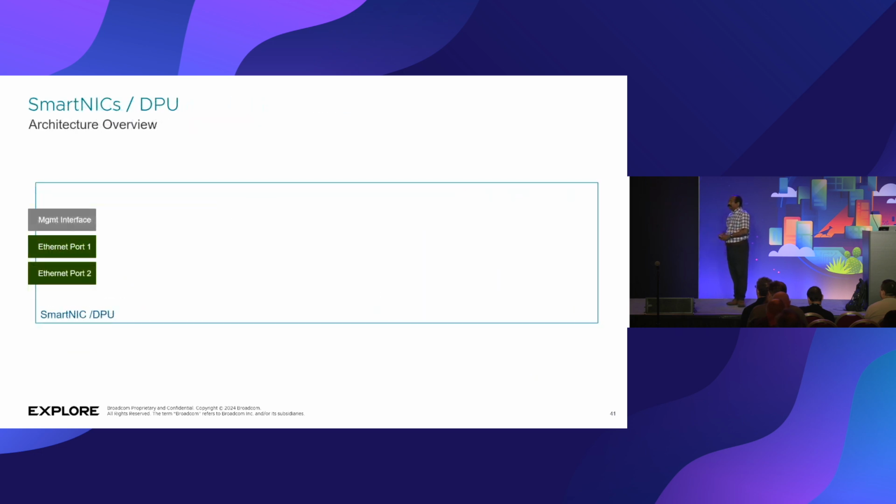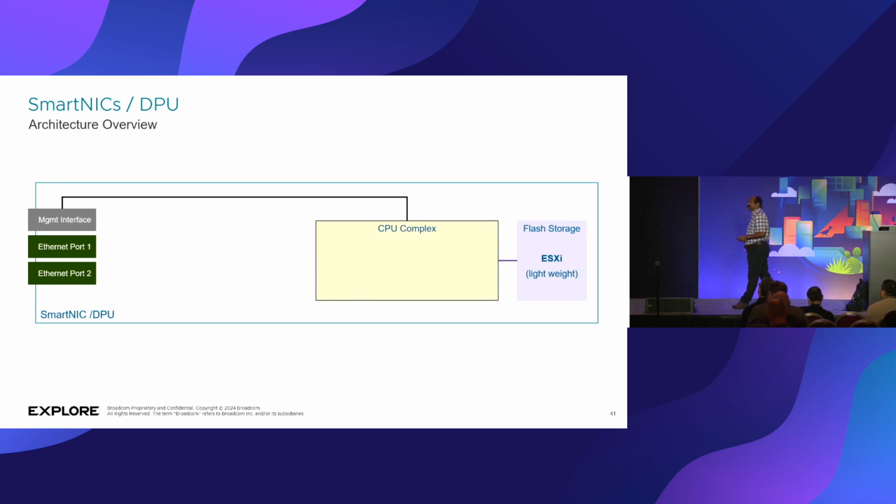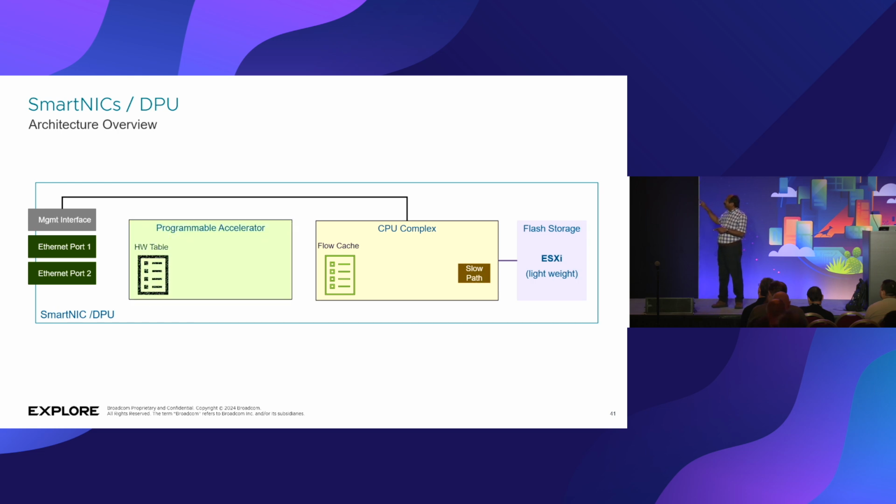And the way this works is on the DPU, you have a lighter ESXi installed on the DPU. And when packets show up, let me build this up. When a packet shows up, if it's not in what you call the programmable accelerator, it goes to your flow cache on your ARM cores, and processing goes through that slow path.